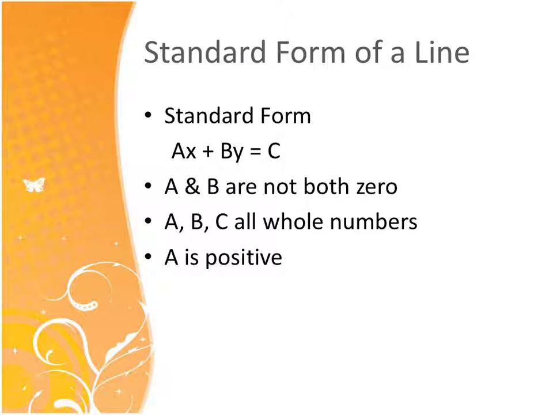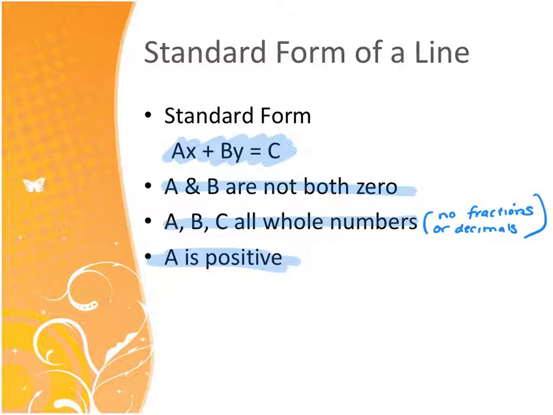All right, third equation of a line. So first was slope intercept, which is y equals mx plus b, right? Then came point slope. Now it's standard form. Standard form is ax plus by equals c. They're not both 0, so you need one letter to be there. They have to all be whole numbers, so you can't have any fractions or decimals. And a must be positive, which means the x term has to be positive. The y term can be negative, the c can be negative, but the x term has to be positive.